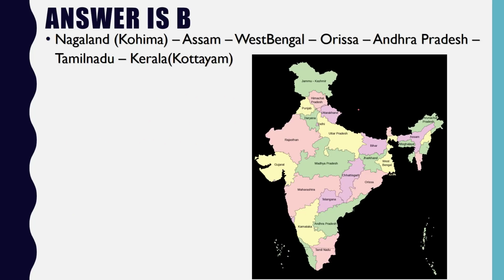So this is the map of India. Now first of all, you need to know where is Kohima and where is Kottayam. If you don't know that, then you are pretty much defeated, right? You can't really attempt this question at all. So this over here, this is Nagaland and this is where Kohima is located, and Kottayam is part of Kerala over here. So we have to go from Northeast India to South India, a very long distance indeed.